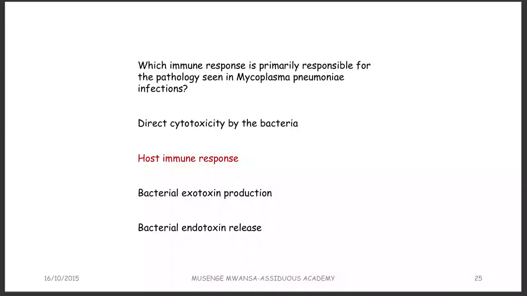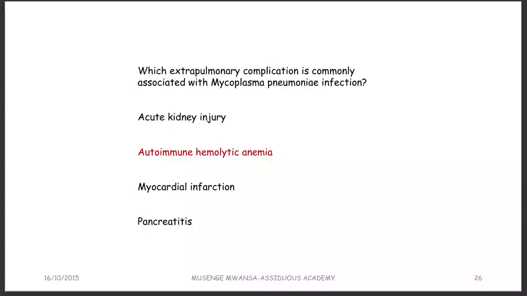All right, which immune response is primarily responsible for the pathology seen in Mycoplasma pneumoniae infection? That is cytotoxicity by the bacteria. It's not really the bacteria that causes harm. It is actually my body responding to the bacteria that causes problems. What extrapulmonary complication is commonly associated with Mycoplasma pneumoniae: acute kidney injury, autoimmune hemolytic anemia, myocardial infarction, pancreatitis? It is autoimmune hemolytic anemia. Of course, there are many others, like pericarditis.